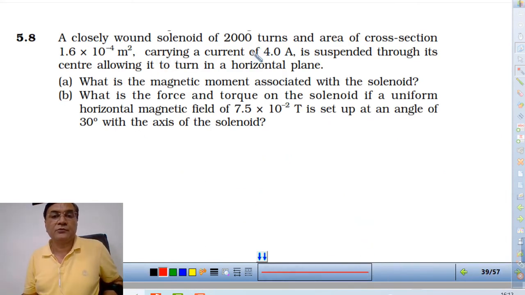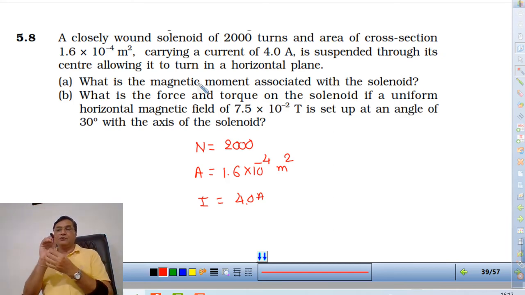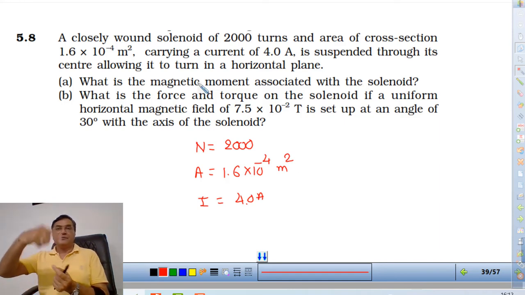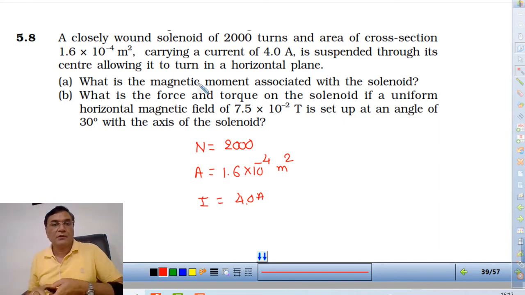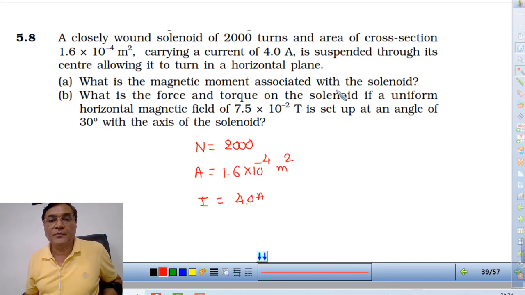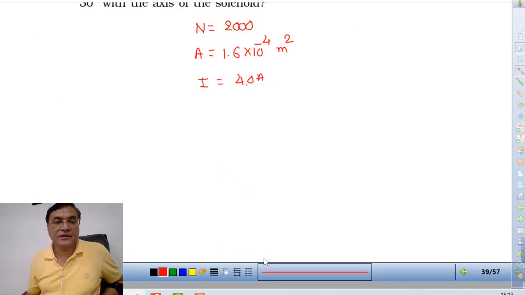A closely wound solenoid of 2000 turns, the number of turns is equal to 2000. Area of cross section is equal to 1.6 into 10 raised to minus 4 meter square, carrying current I is equal to 4.0 ampere, is suspended through its center, allowing it to turn in a horizontal plane. So it rotates in a horizontal plane. What is the magnetic moment associated with it? The first question's answer is magnetic moment.